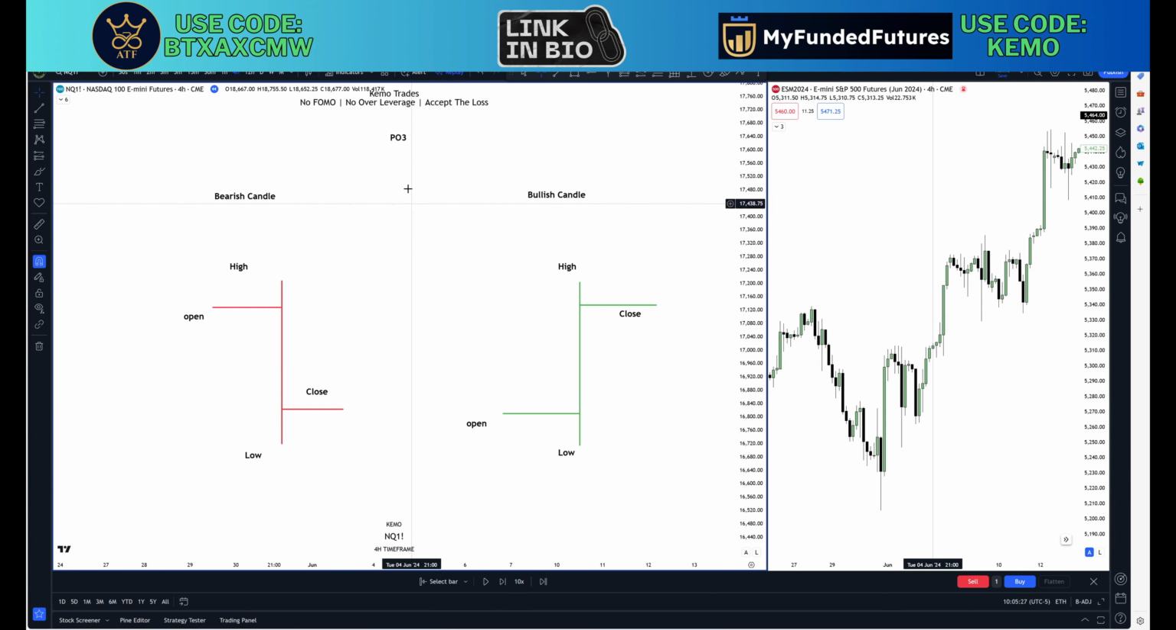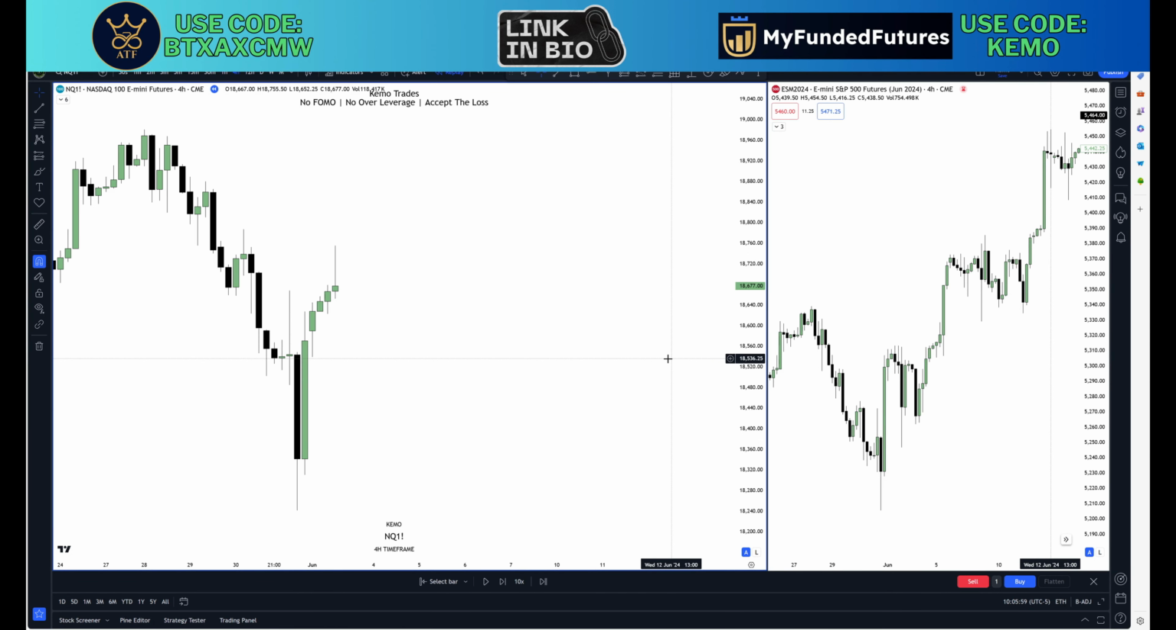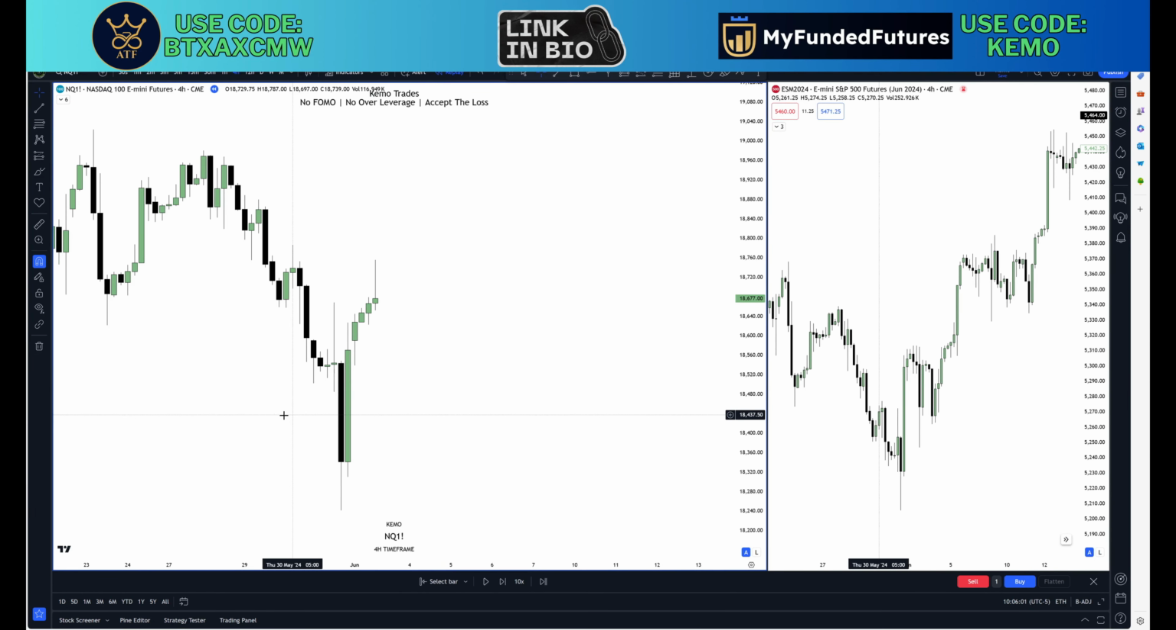So let's get started. The Power of 3 is a simple understanding of how the candle opens, makes a high, makes a low, and then closes if it's a bearish candle. If it's a bullish candle, it makes the opposite of that. It opens, it makes a low, which is a wick, and then it makes a high, which is a wick, and then it pulls back down a little to close. It's very rare to see a candle that doesn't have a wick.